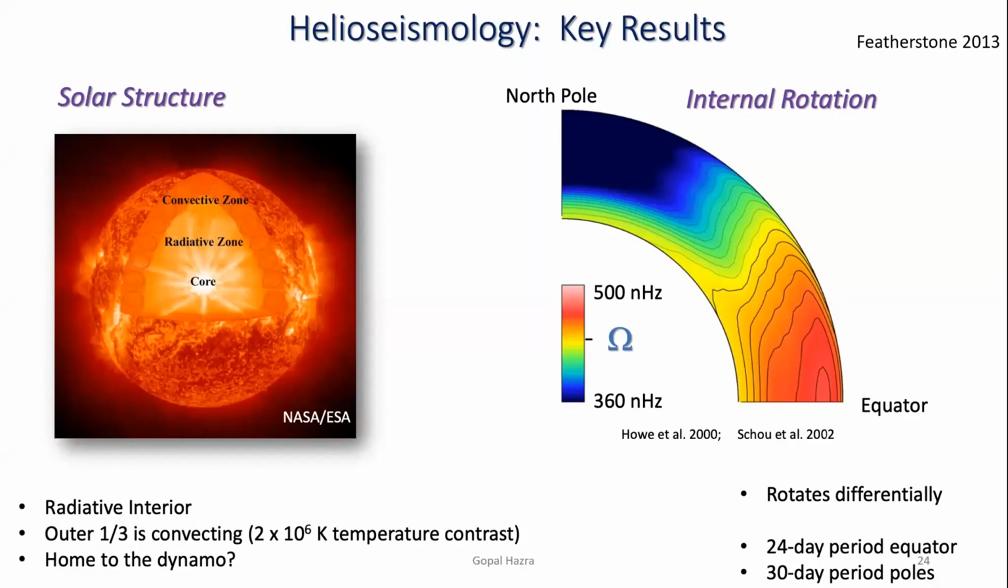So helioseismology gives us this: a radiative interior, and the outer one-third is convective. So that is also what we get from this. So 30% of the outer solar interior, the convection zone, is convective. Whether there is a home to the dynamo.